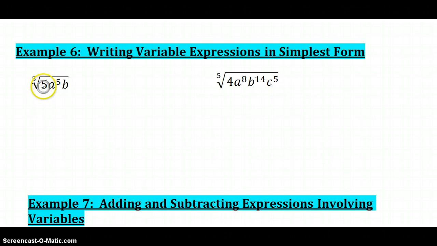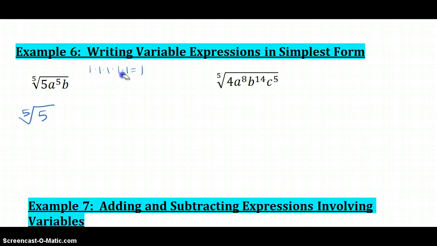Look at your constant first. Is there anything times itself 5 times that gives us 5? Right away you might think yes, but there's not. Because if you do 1 times 1 times 1 times 1, that's just 1. And then if you go to 2, we're already way over 5. So there's not something, so this 5 cannot simplify. That's going to stay the 5th root of 5. So move on to the a to the 5th.